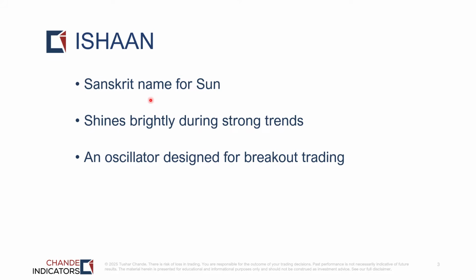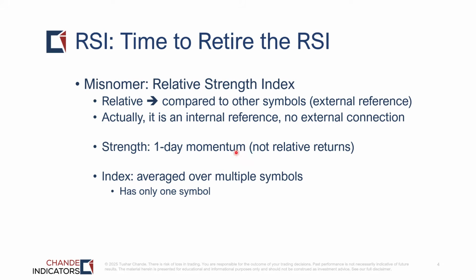Ishaan is the Sanskrit word for the sun, and this indicator shines brightly during strong trends, and it's an oscillator designed for breakout trading. So RSI stands for Relative Strength Index, but it's a misnomer. It's not relative to any other symbol. There's no external reference. It's really an internal reference. The strength here refers to one-day momentum, not relative returns. So again, sort of strange.